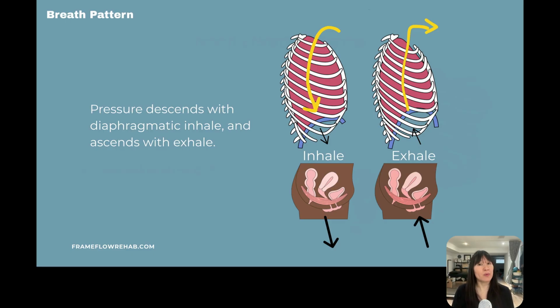So let's revisit what happens with a normal breath pattern. We take a nice big inhale into the lungs when the diaphragm contracts and draws down. It pulls down on the lungs so that the lungs can create negative pressure and the air comes in. But the organ contents, when the diaphragm descends, the organ contents move downward as well. And if the pelvic floor is cooperating and playing along, it should relax nicely to accommodate that increase in pressure.